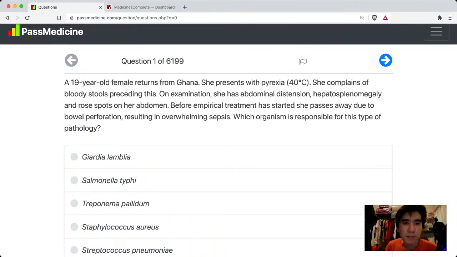A 19-year-old female returns from Ghana. She presents with pyrexia, 40 degrees Celsius. She complains of bloody stools preceding this. On examination, she has abdominal distension, hepatosplenomegaly, and rose spots on her abdomen.